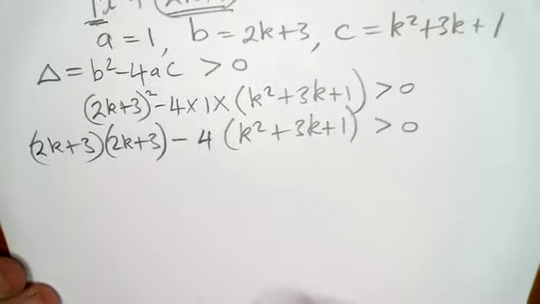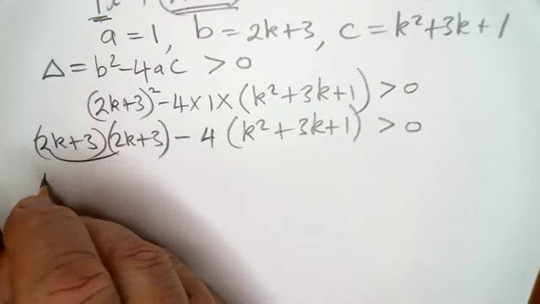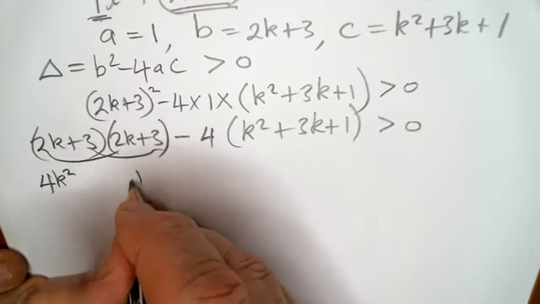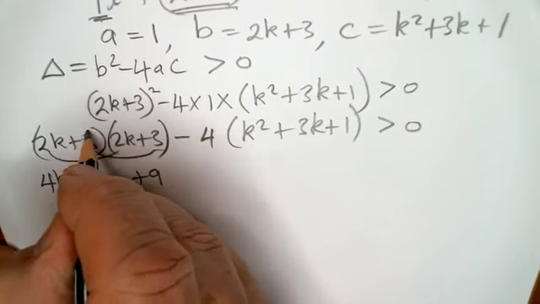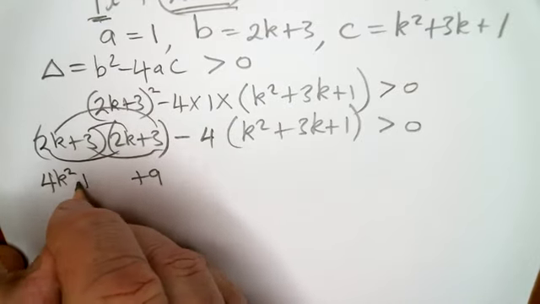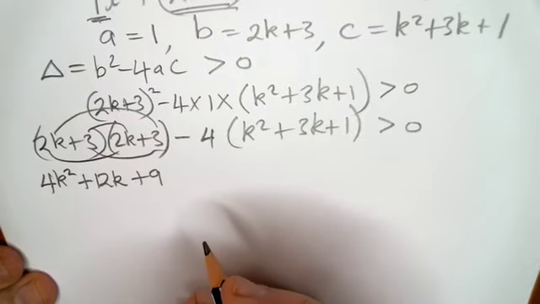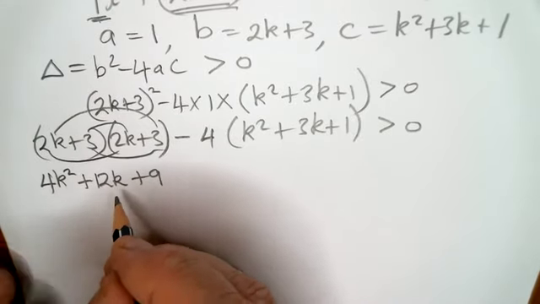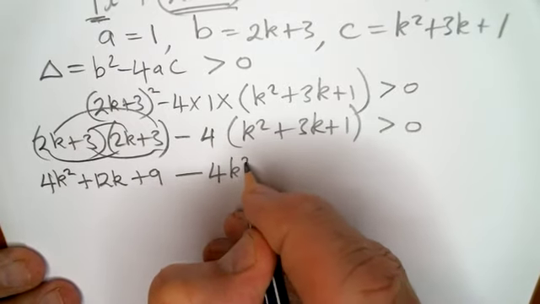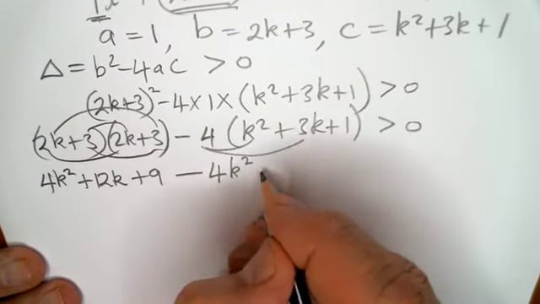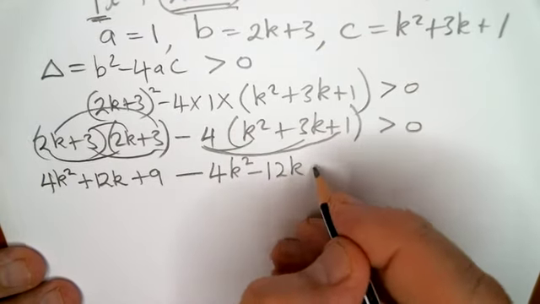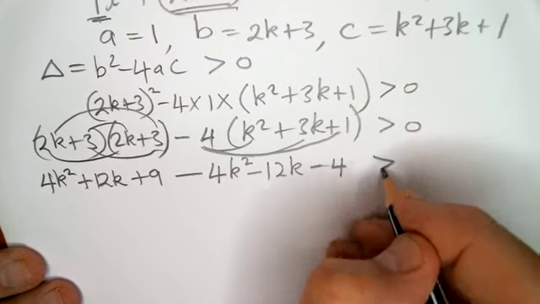I'm going to expand this all out now. So 2k times 2k, that's going to be 4k squared. 3 times 3 is 9, plus 9. And I've got 3 lots of 2k, which is 6k, and another 3 lots of 2k, which is 6k. So it's going to be plus 12k. That's a 12, not an R, right? Okay. Minus 4k squared, and 4 lots of that is going to be minus 12k, and negative 4 times 1 is going to be negative 4, greater than 0.